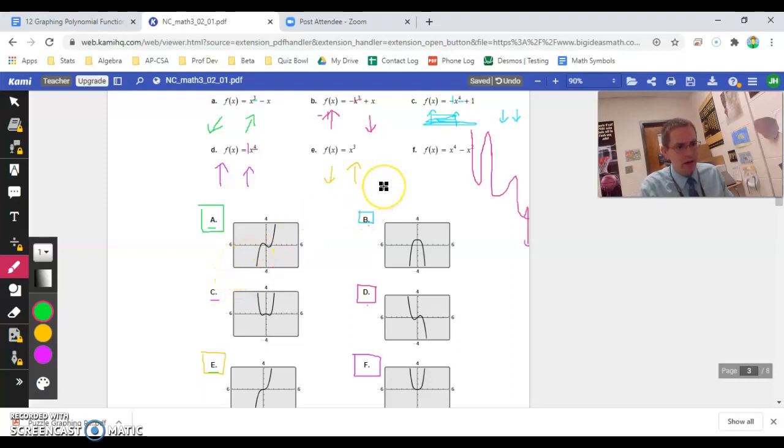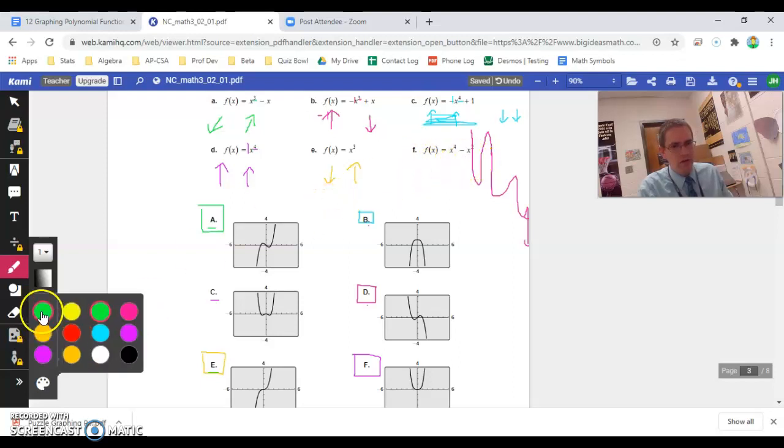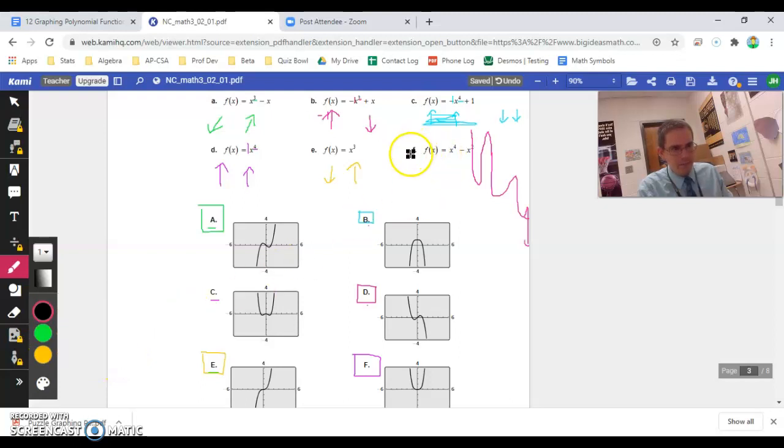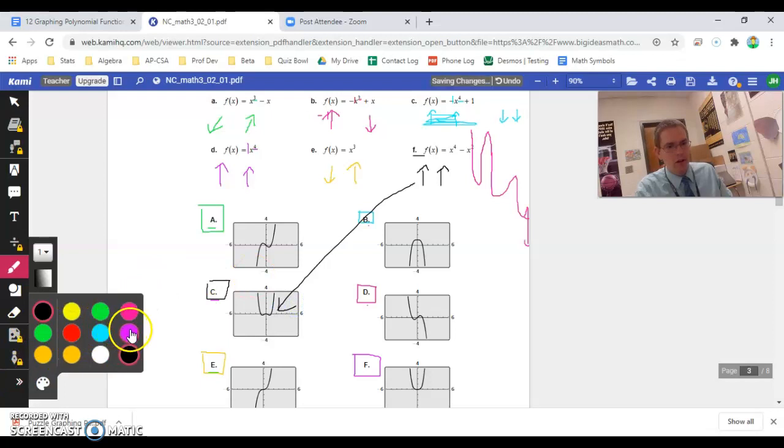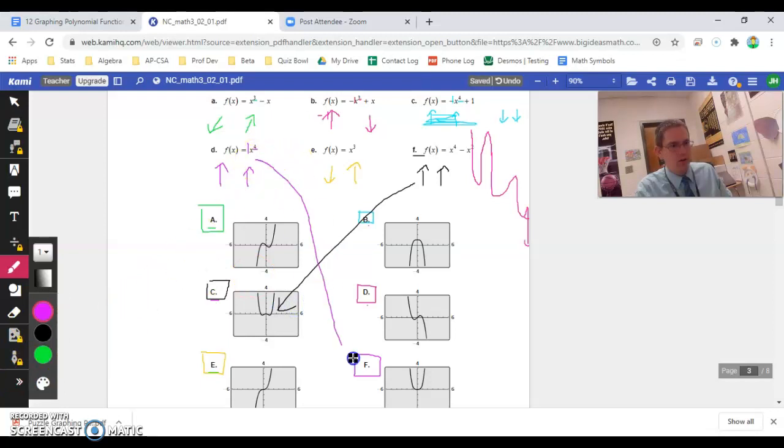The last one I have is graph F. Graph F, you notice, has to go with C. So F has to go with C. And once again, although it has the same end behavior as graph D, they both were a 4 with a positive leading coefficient. Once again, I know this one goes here because that is the more complicated graph, and I know that my other one goes here because that is a simpler one-term graph.